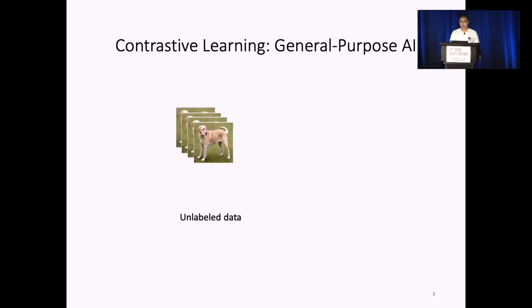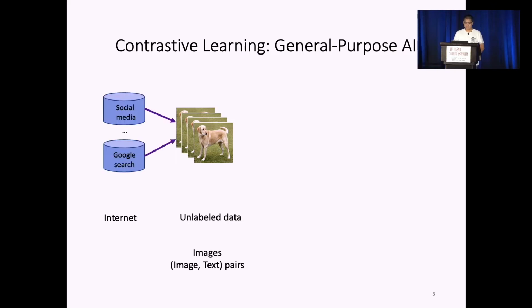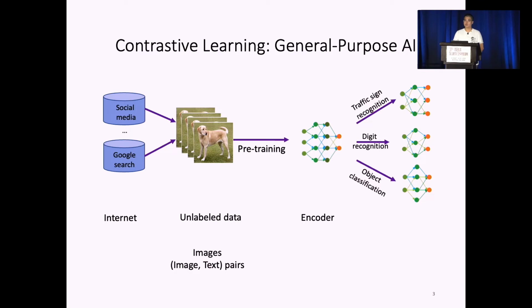Contrastive learning aims to address this challenge by leveraging a large amount of unlabeled data, which can be images or image-text pairs. And these unlabeled data usually come from the public internet, for instance, social media websites or Google search. Given the unlabeled data, contrastive learning aims to pre-train a neural network, which is called an encoder. And a pre-trained encoder can be used as a general-purpose feature extractor for various downstream tasks.